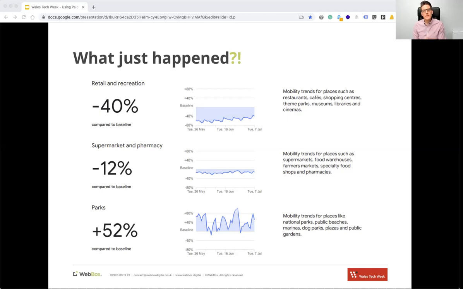But what you can see from this data is we were obviously not going out to our usual places. Google obviously knows where there are retail or supermarket or park locations, and it knows when we go near those. So it gives you some idea as to the extent to which we stayed away from them. For example, you can see that we stayed away from retail locations by less than 40% compared to a normal baseline.